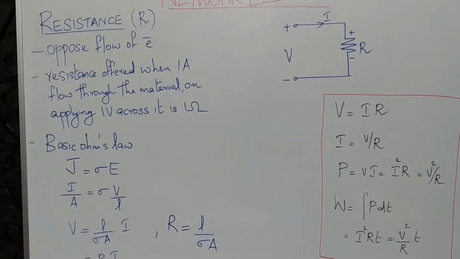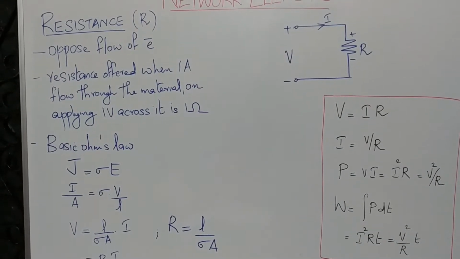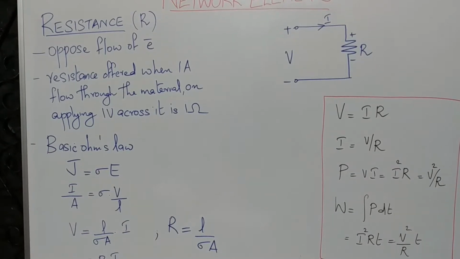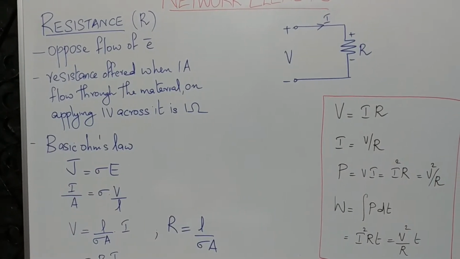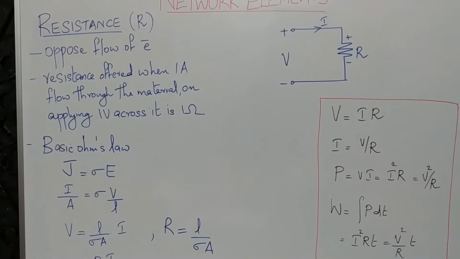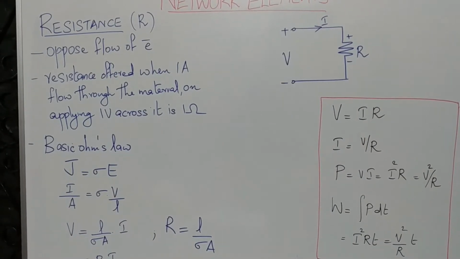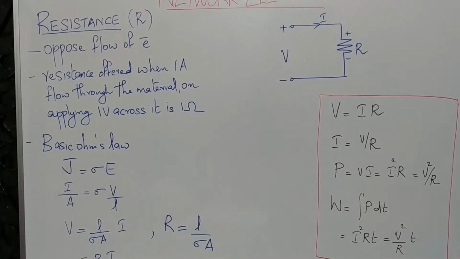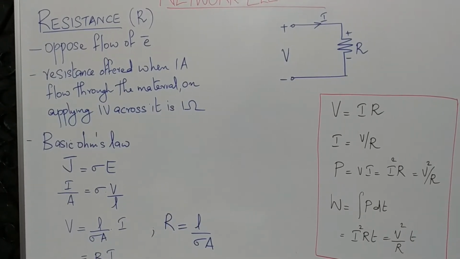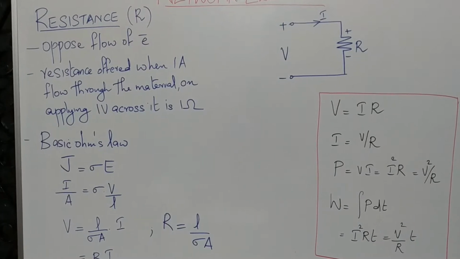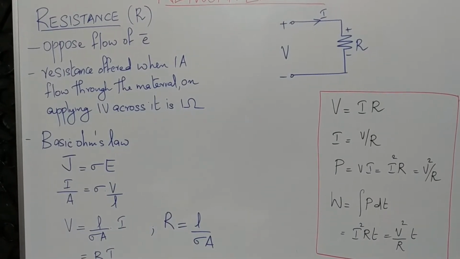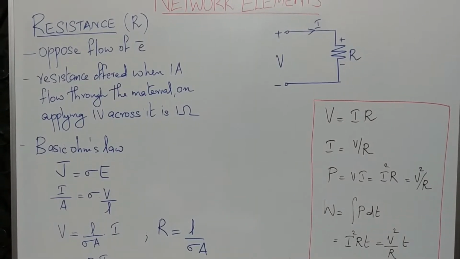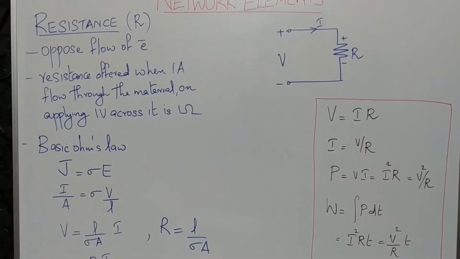And 1 ohm is defined as the resistance offered by the material when a current of 1 ampere flows between the two terminals when 1 volt is applied across it. So when you apply a voltage of 1 volt across a resistance, and the current flowing through the resistance is 1 ampere, then the resistance is said to be 1 ohm.